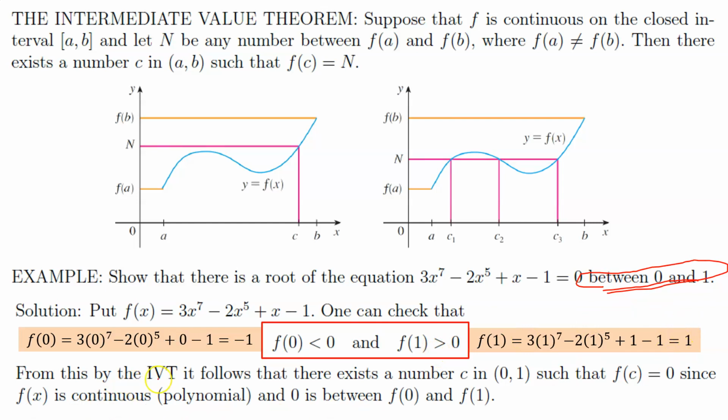Okay, from this, by the intermediate value theorem, it follows that there exists a number c in (0, 1) such that f of c equal to 0, since f of x is a continuous polynomial and 0 is between f of 0 and f of 1. Okay, it says there exists another number c in between 0 and 1.